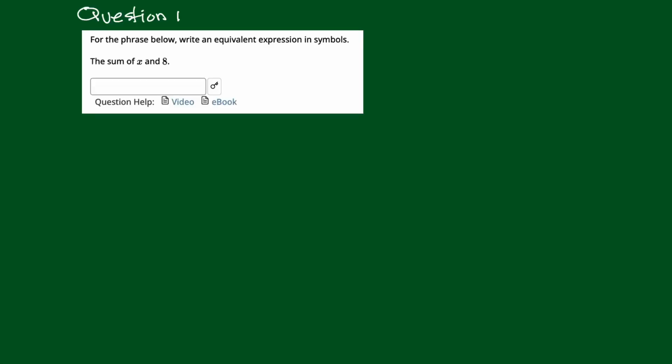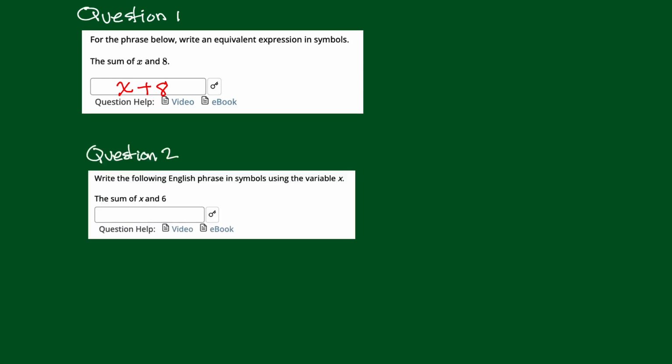Question 1 asks us to write an equivalent expression using symbols for this phrase right here, the sum of x and 8. Now, the sum indicates an addition, so I'm going to write an addition sign, and then the two things we're going to add. We're adding x and 8, so I'll write an x and an 8, and this indicates the sum of x and 8.